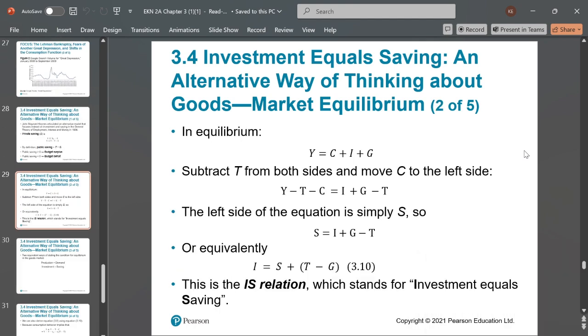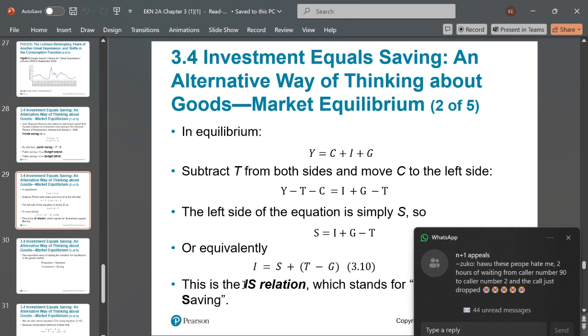Then we go on to your investment equals saving. So remember we said in equilibrium, this is the function. Then we're going to subtract taxes from both sides, and then we get our savings equation. So our savings equation is that savings is equal to investment plus government spending minus taxes. Or you can write it like this. And this is the IS relation, the investment-savings relation.